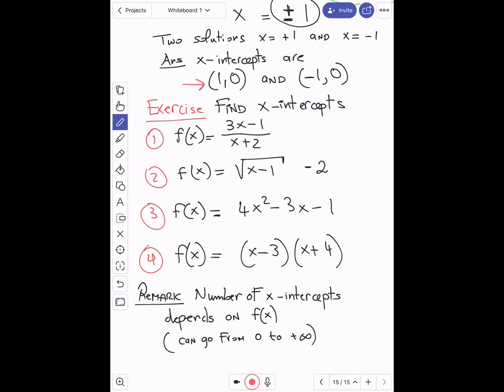So you have 4 different kinds of functions here. Number 1 is a quotient, a fraction. Number 2 has a square root. Number 3 is a quadratic equation.